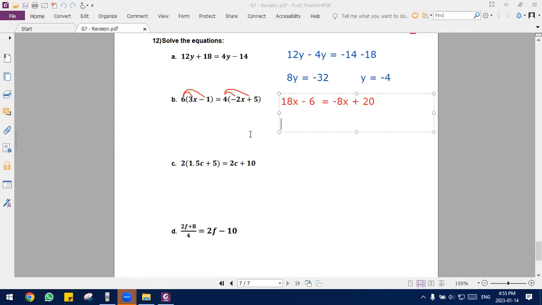Now again, the same thing, put variables on one side. So let me take minus 8x to here. It will be plus 8x. There I have 20. Take minus 6 to the other side. It will be plus 6. 18x plus 8x will give me 26x. On the right hand side, we have 20 plus 6, 26. Now we divide by 26. So x equals 1.